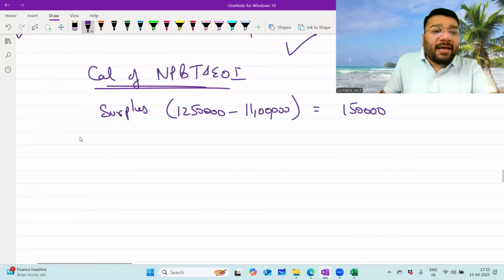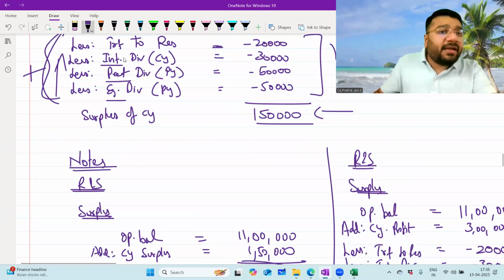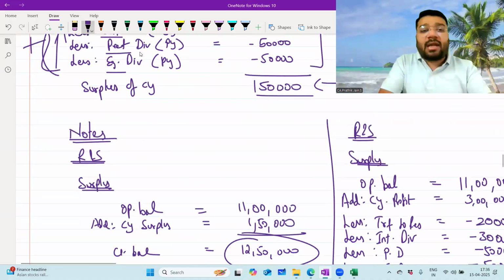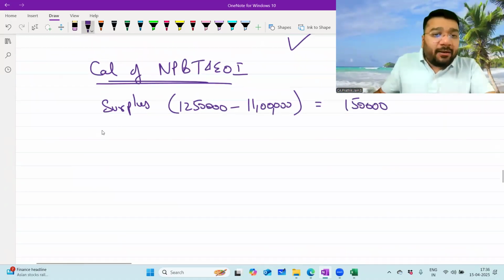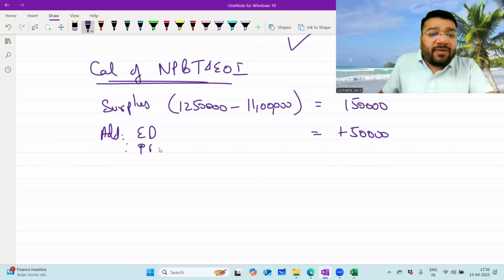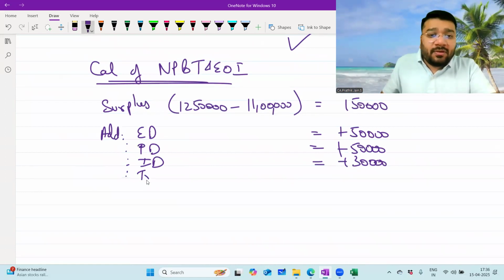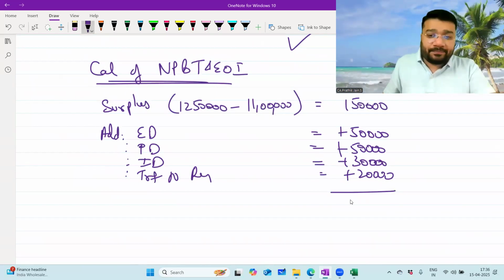Now go back in the same order. First equity, preference, then interim dividend, transfer to reserves. In the same order you travel back. So add equity dividend, 50,000. Then preference dividend, 50,000. Then interim dividend, 30,000. Plus, minus, correct? Transfer to reserves, how much? What do I get?